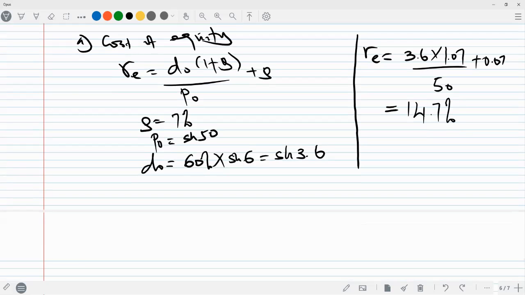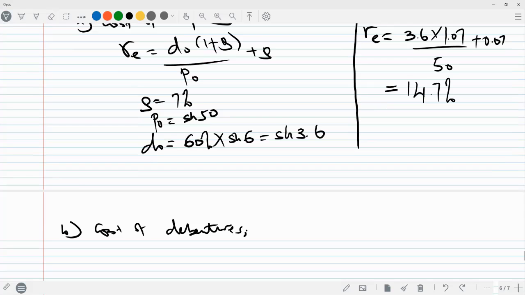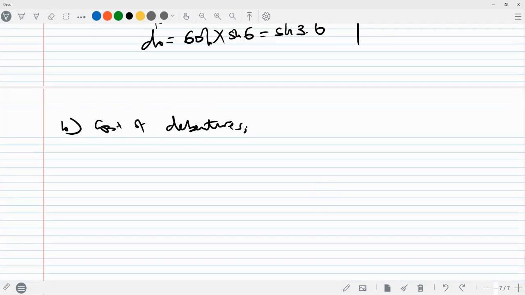Next, the company has also obtained money from debentures. So B, the cost of debentures. We need to know whether they are redeemable or irredeemable. As per note 2, the debentures are irredeemable and have a market value of 120. Since they are irredeemable, the cost of debenture is given as the interest times (1 minus t), where t is tax, divided by the current market value, expressed as a percent.